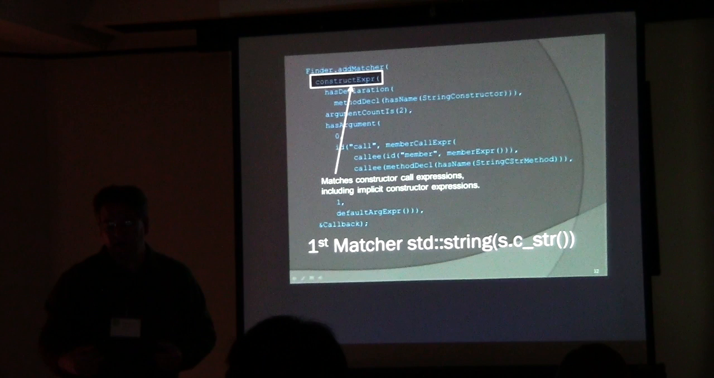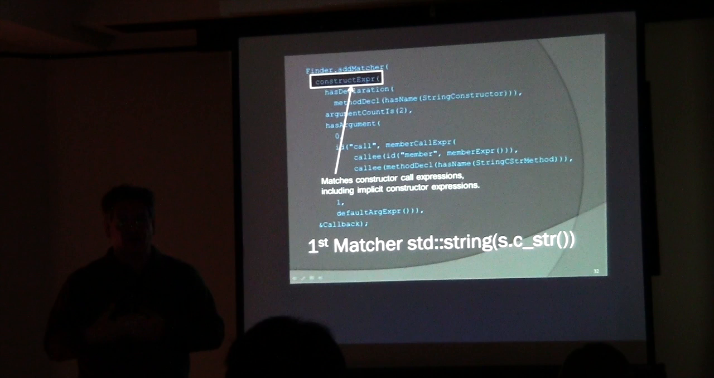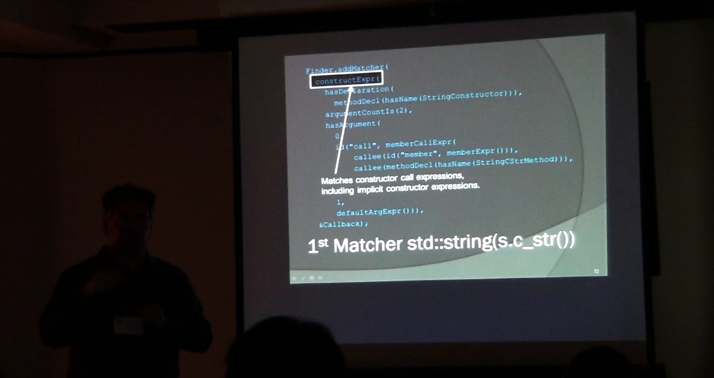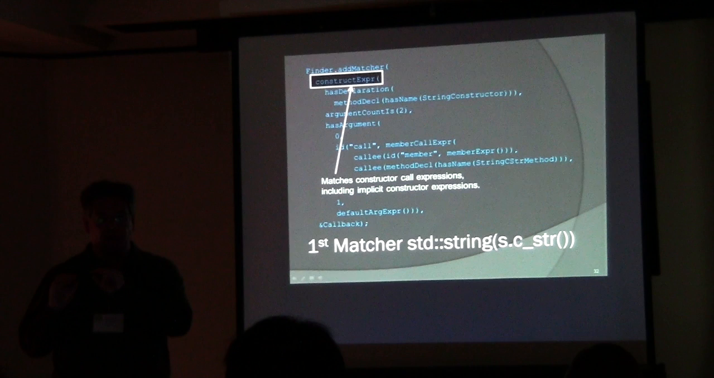Matchers are built up with this fluent API that basically gives you a bunch of methods to have readable source code that says what kind of matching construct you're building. All these matchers have names that match the class names of the abstract syntax tree. So in the abstract syntax tree, there's a C++ class called CXXConstructExpr that represents expressions of constructors, because what we're looking for is constructing a standard string from a call to std::string::c_str.